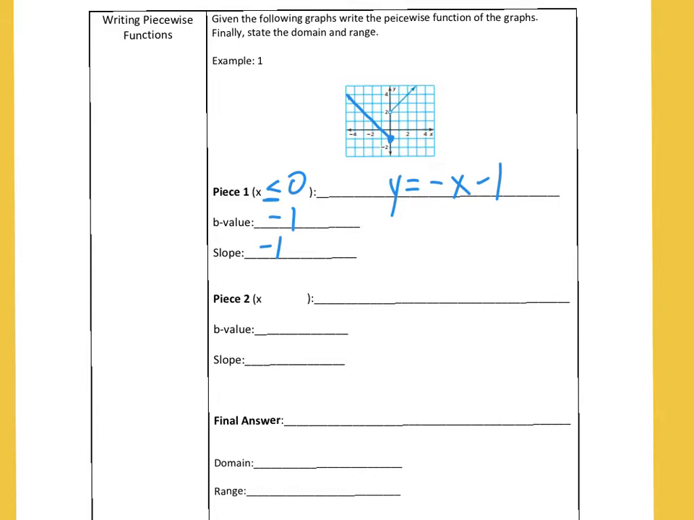Okay. Now we're looking at that second piece. So start off, what's the b value? Yep, positive 2. That's where it hits my y-axis. Okay. And then what about the slope? 1. So the equation? y equals x plus 2. Okay. And then where is x defined for this one? What was that?